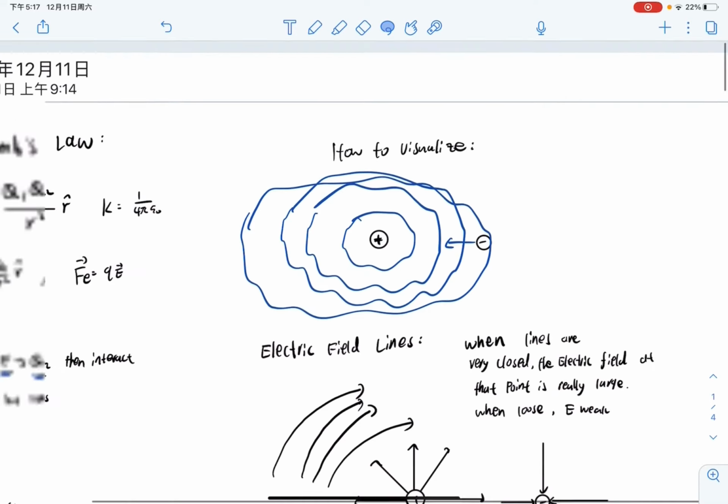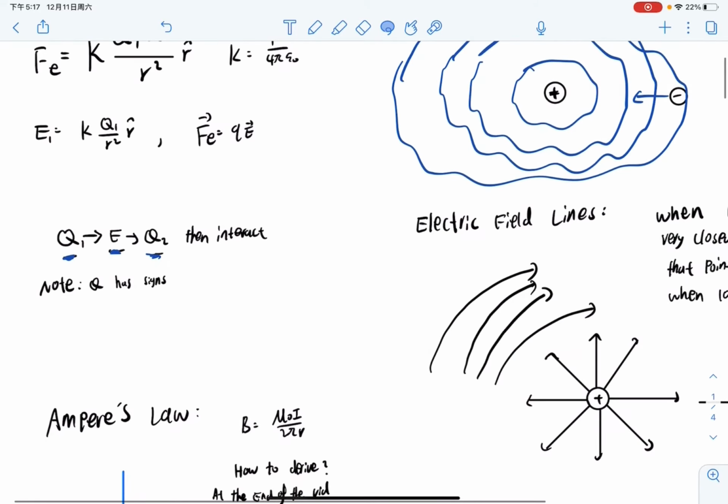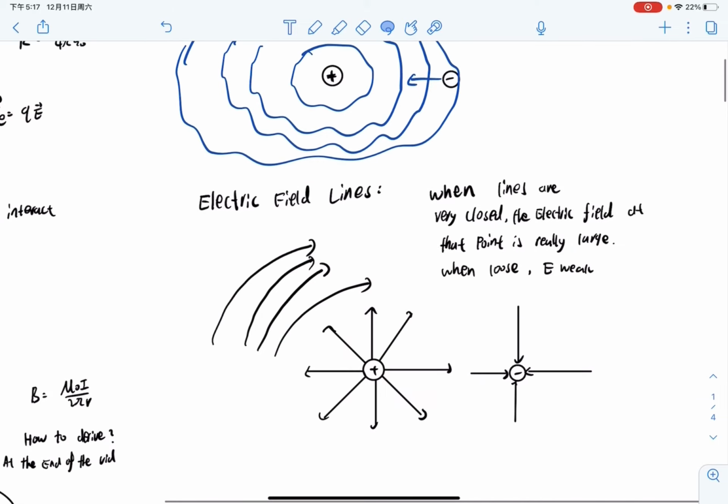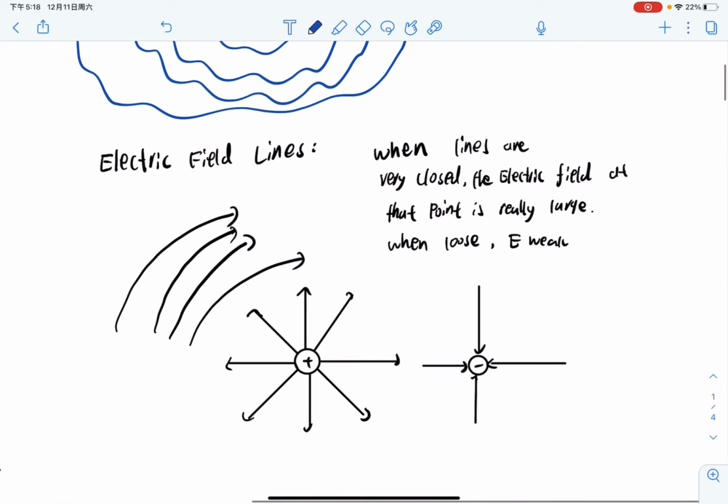And moving on, we're going to review electric field lines. When lines are very close, the electric field at that point is really large, like this point. And when the lines are loose, it means that E is weak. That is the way we draw the electric field lines.